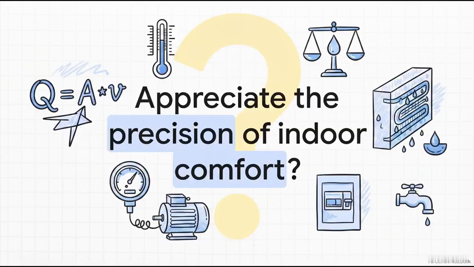Look around the room you're sitting in right now. The air you're breathing has been calculated for volume, balanced for sensible and latent heat, pushed against static pressure by a calibrated motor, and dehumidified over a dynamically sized coil. So the next time you feel a cool breeze indoors, you'll know exactly the mathematical symphony making it possible.